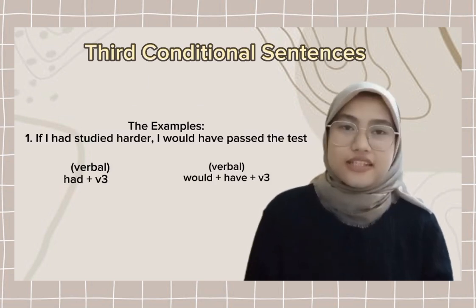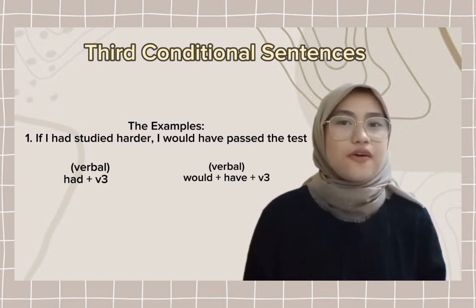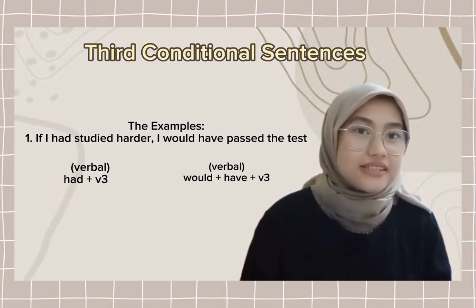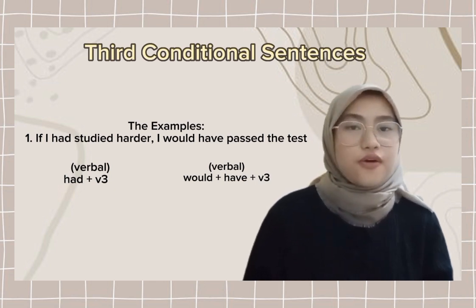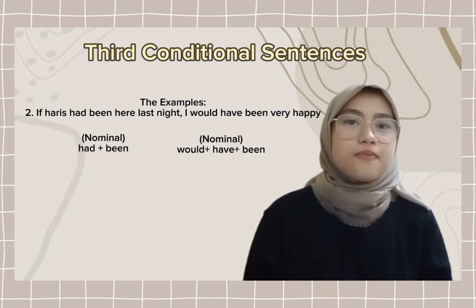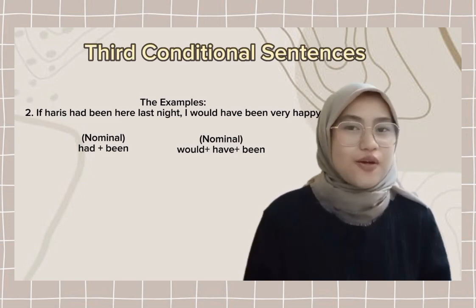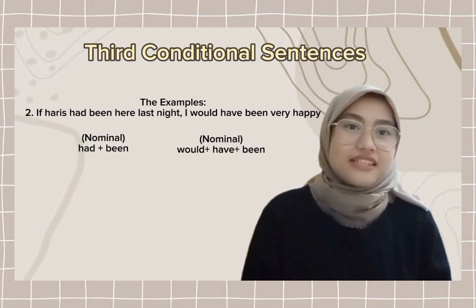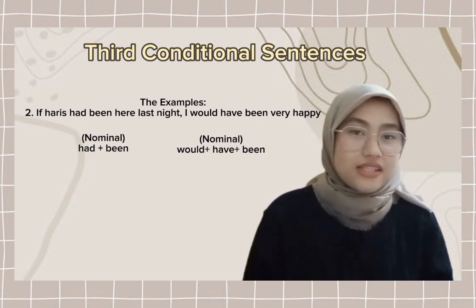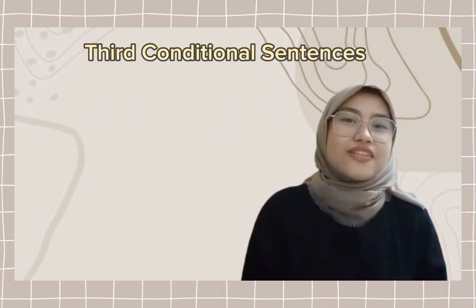If I had studied harder, I would have passed the test. So, the meaning of the sentence is I didn't study hard, so I didn't pass the test. One more example. If Haris had been here last night, I would have been very happy. So, the meaning of this sentence is Haris wasn't here, so I wasn't very happy. Okay, that's all the material.